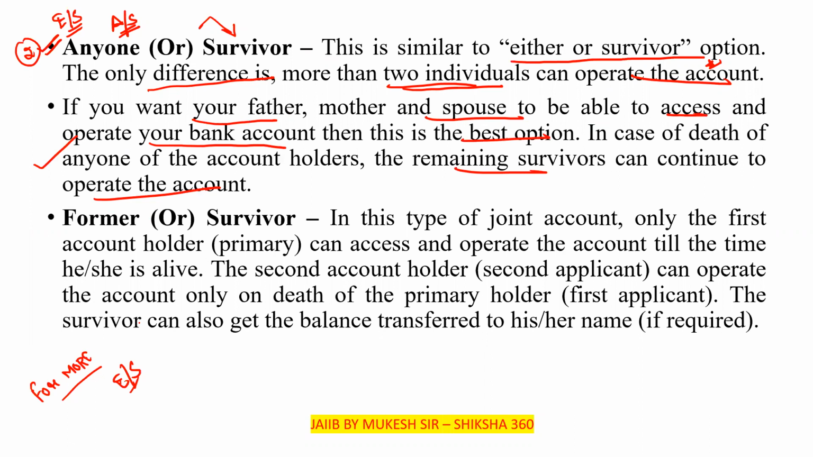On the death of any one of the account holders, the remaining survivors can continue to operate the account. Clear? So this one is anyone or survivor. Third one is former or survivor. Clear?